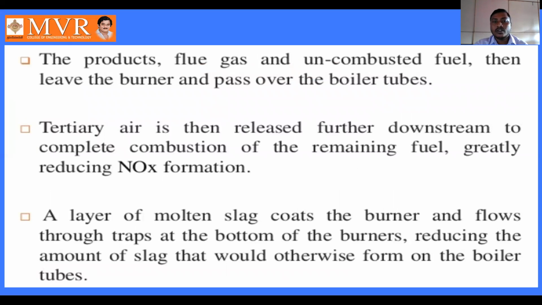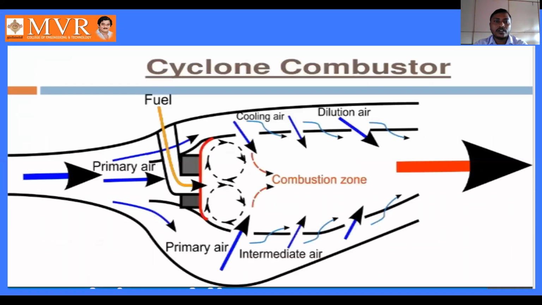The products, flue gas and uncombusted fuel, leave the burner and pass over the fuel tubes. The tertiary air is then released further downstream to complete combustion of the remaining fuel, greatly reducing NOx formation. A layer of molten slag coats the burner and flows through traps at the bottom of the burner, reducing the amount of slag that would otherwise form on the boiler tubes. This is how cyclone firing is done.